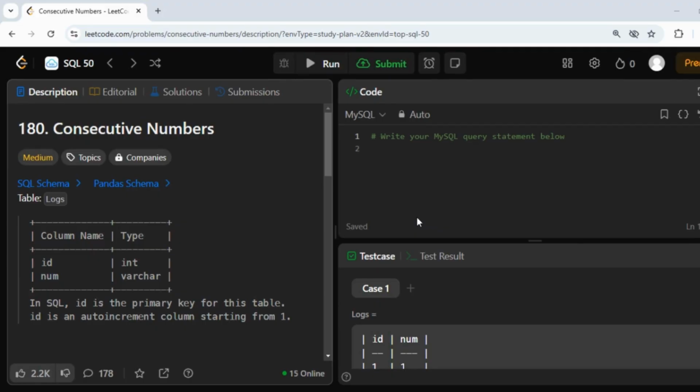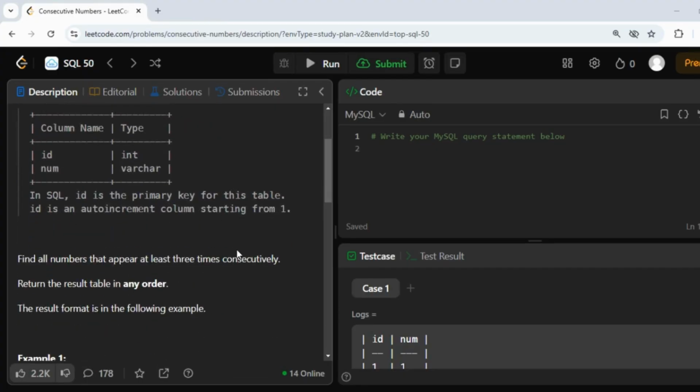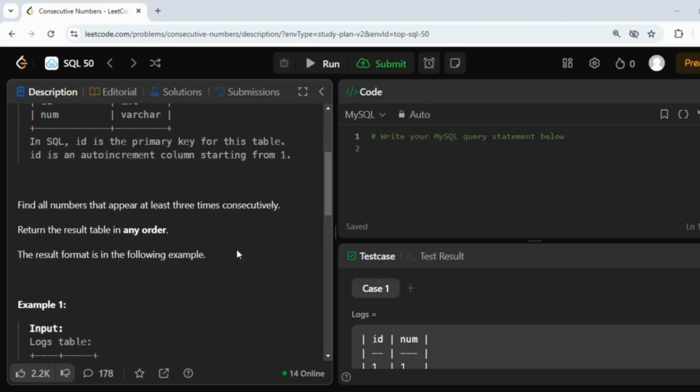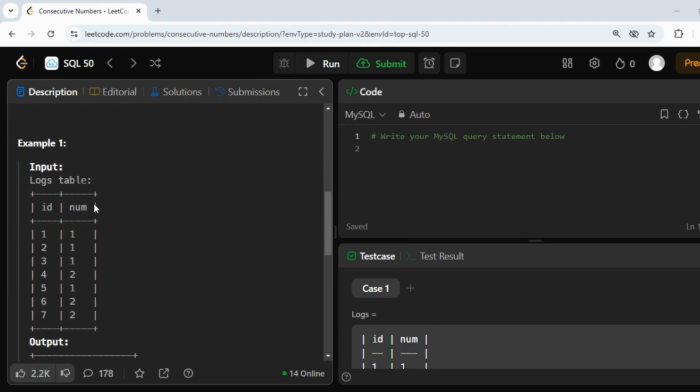This is question number 180, and we are in the question of consecutive numbers. The problem says that we have a table named logs with columns ID and num. ID is an integer and num is a varchar. What I need to find out is the numbers that appear at least 3 times consecutively. Let me just go through the example.